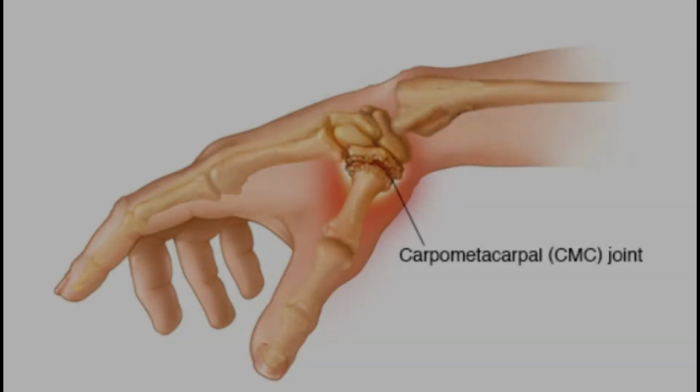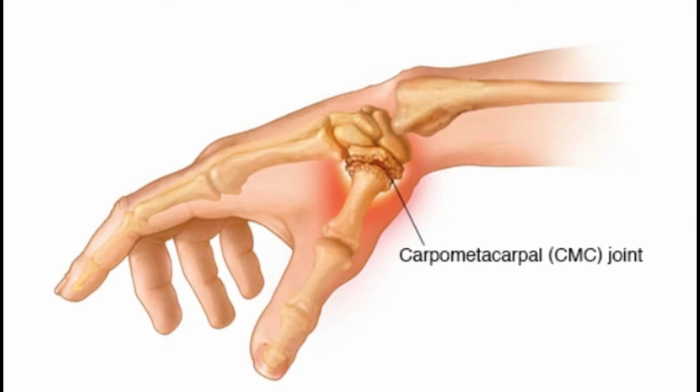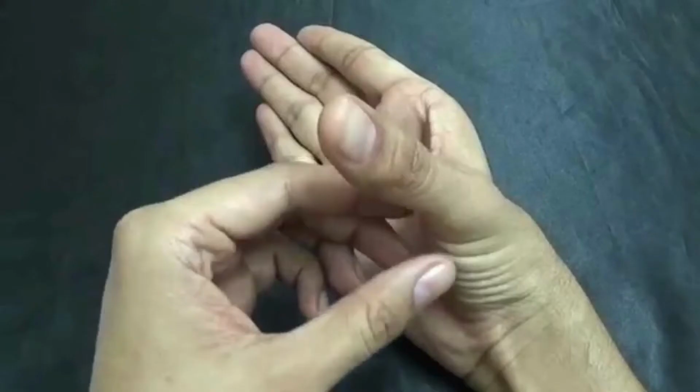The carpo-metacarpal or CMC of the thumb is a saddle joint that permits a wide range of motion and is largely responsible for the characteristic dexterity of human prehension. This joint, located at the very base of the thumb, is subject to large physical stresses throughout life.